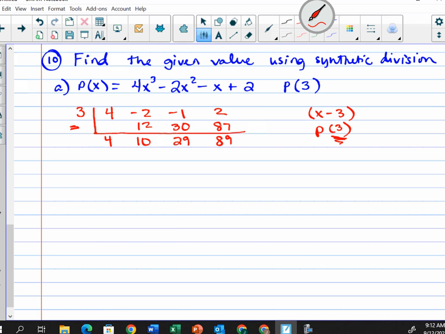Because the way we did it with the theorem, remember, you were dividing by x minus c and then you found f of c. Same thing.